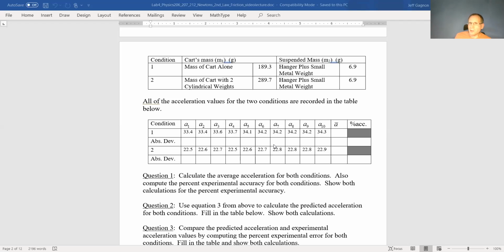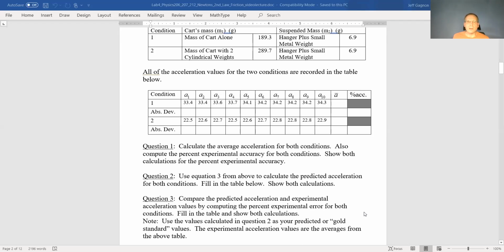Then again, make sure you watch my video to see how I got this information here, these accelerations. I got them experimentally by using what's called a smart timer. I did 10 trials for each of those conditions. Condition 1 was the mass of the cart by itself. Condition 2 was the mass of the cart with the two weights.